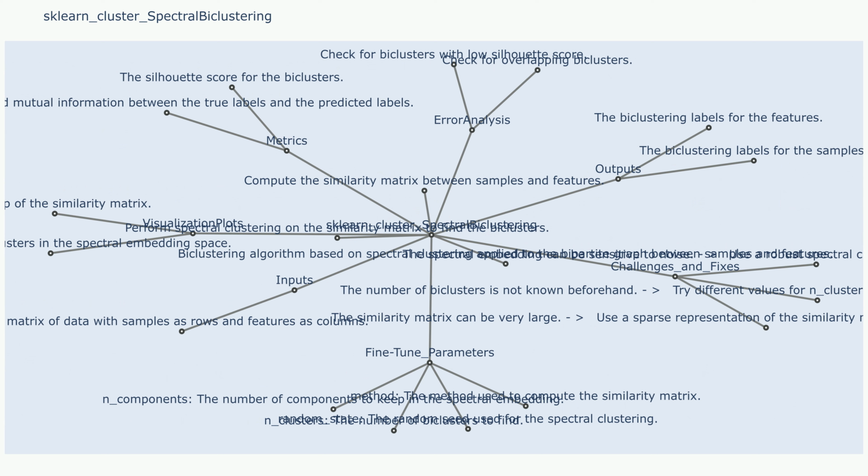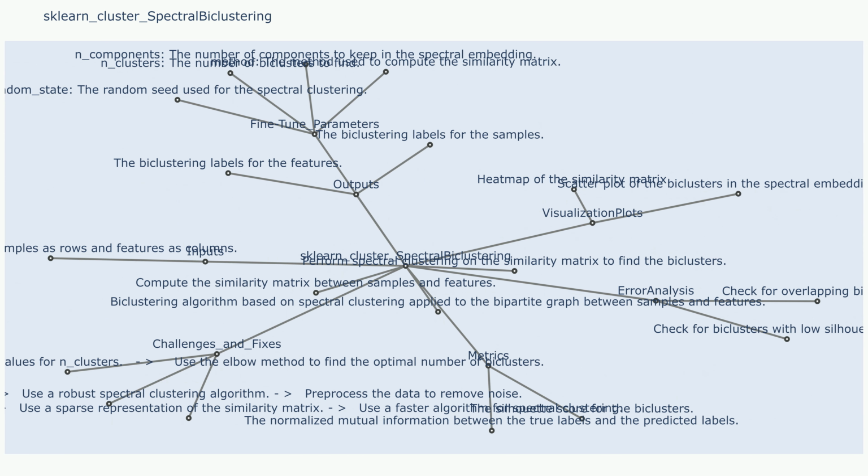Steps: construct the similarity graph. The algorithm first constructs a similarity graph based on the data matrix. This graph represents the relationships between rows and columns. Calculate the Laplacian matrix. The Laplacian matrix is computed from the similarity graph. This matrix captures the connectivity information of the graph.